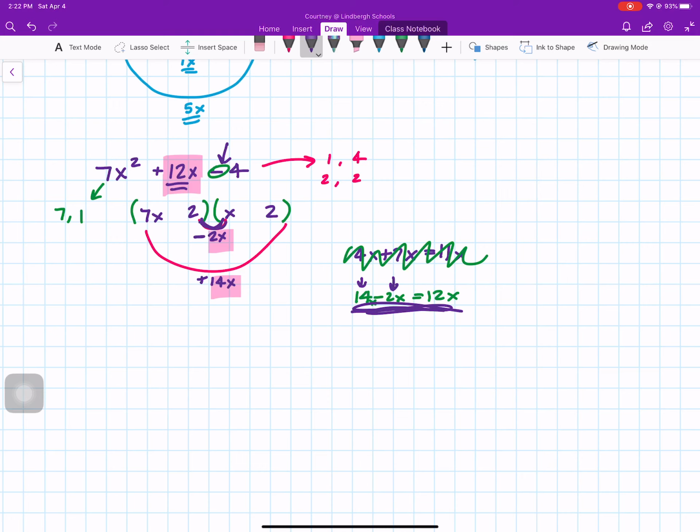Since the negative 2 goes on the inside, I have a negative next to this first 2. And then on the outside, I have a positive. So my answer is 7x minus 2 and x plus 2.